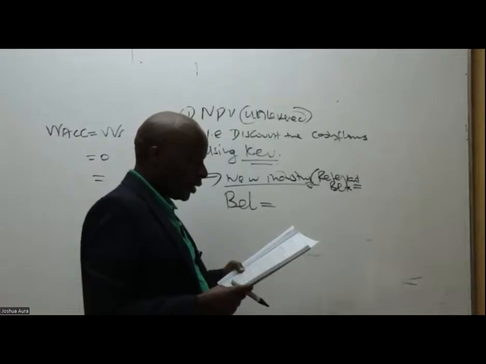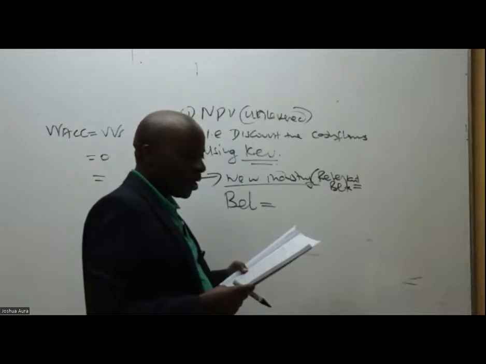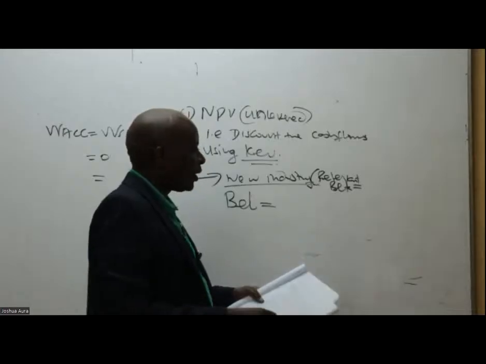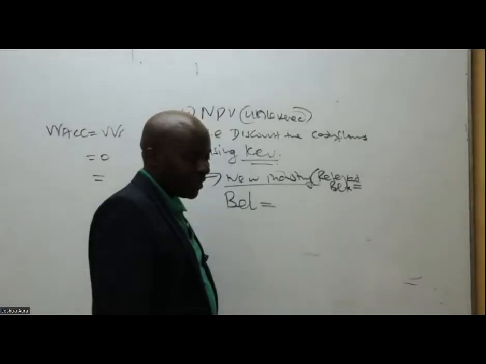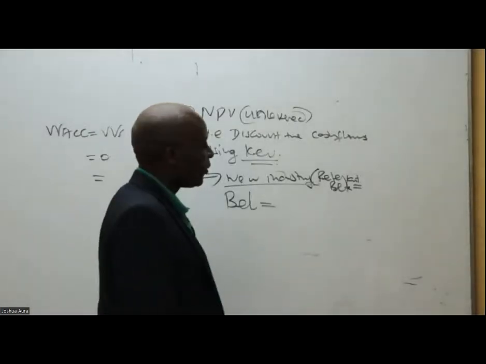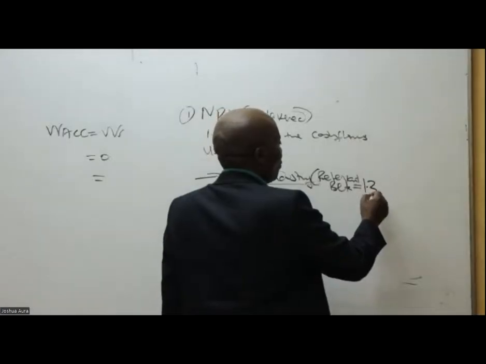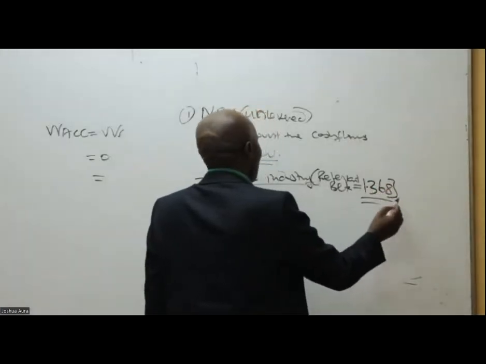Is there anybody who is able to see the relevant beta of the new industry, which is the plastics industry? It is 1.368. Thank you so much.